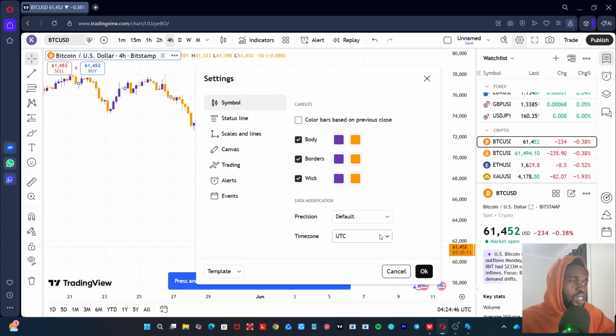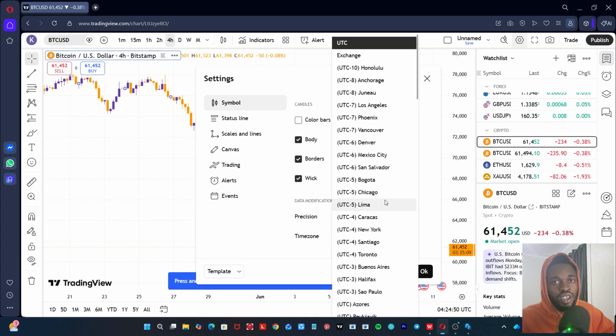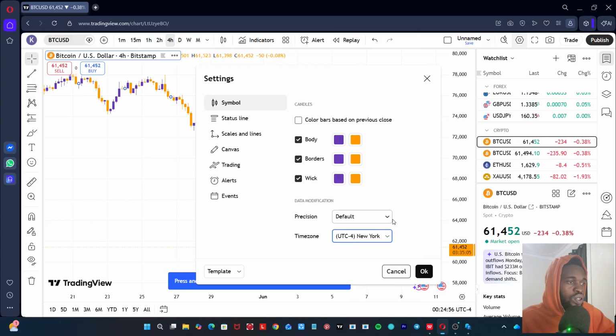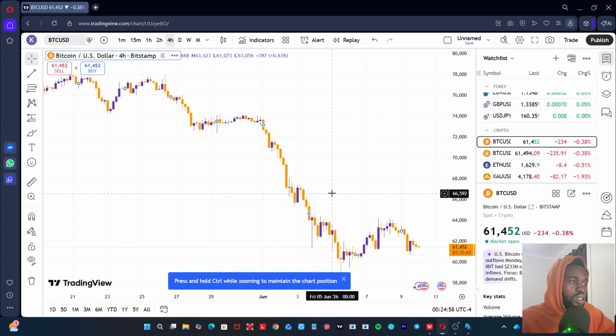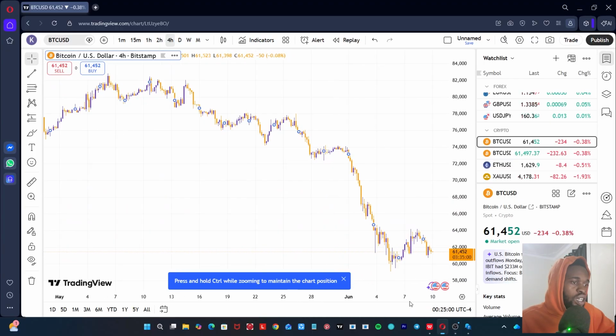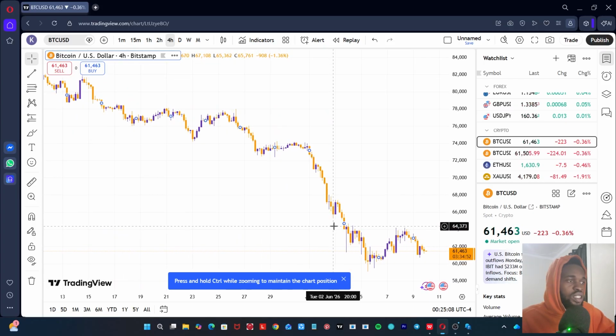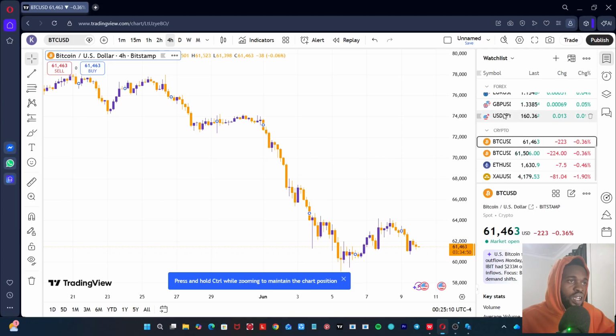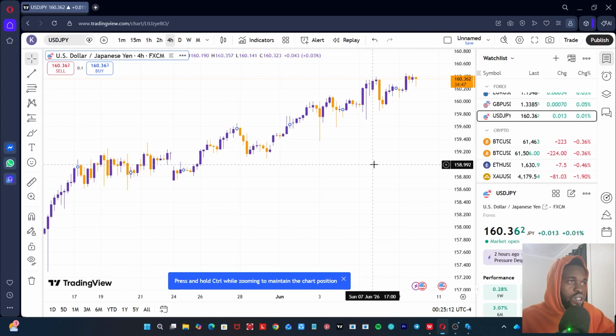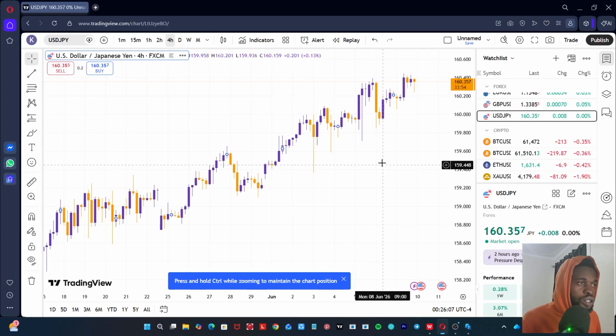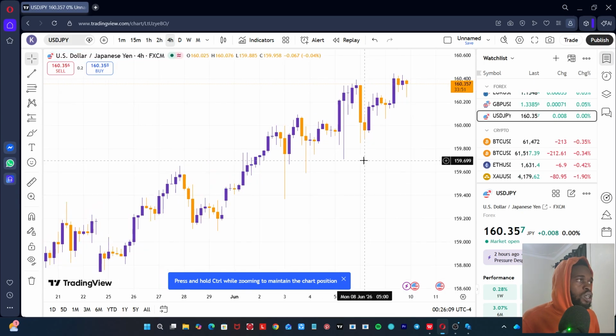You can also set the time zone depending on where you live. You can comment where you're watching from. Let's say New York, so this time will reflect New York time, but you can choose whatever you want. Basically, that is TradingView and how it works. So that's it for building your first chart layout.